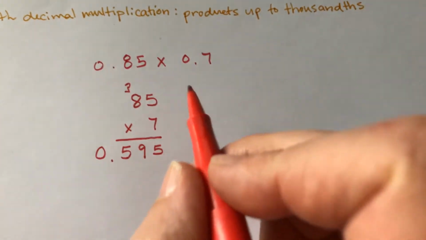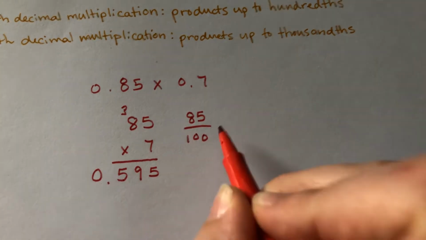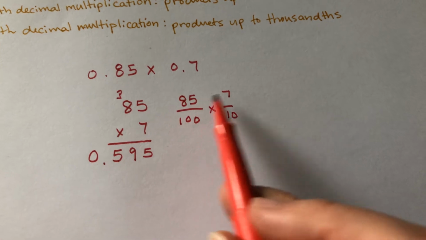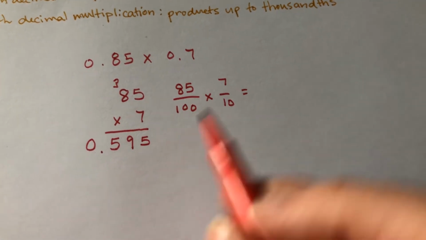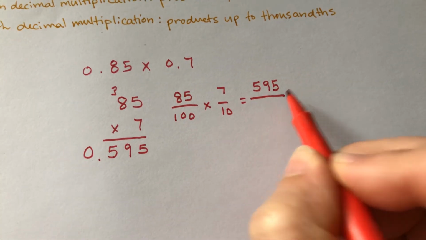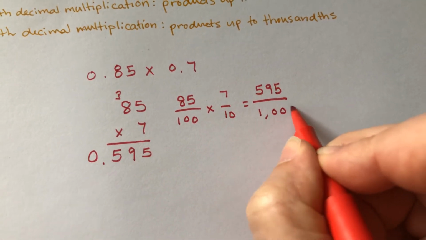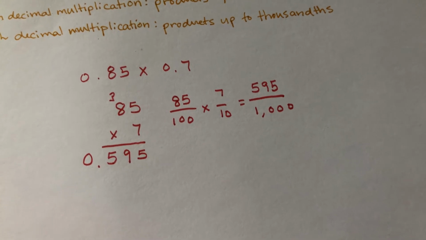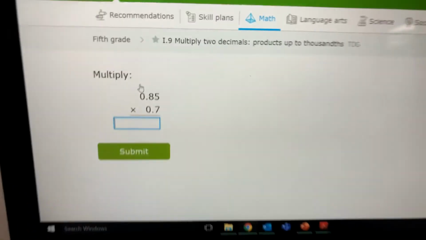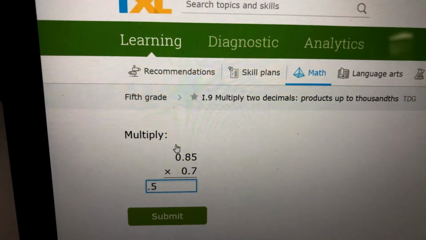Another way that you know this, you could write it as a fraction. 85 hundredths times 7/10ths. Okay, so 85 times 7 we know is 595. And 100 times 10 is 1,000. So that's 595 thousandths. Okay, let's write that in. 0.595.